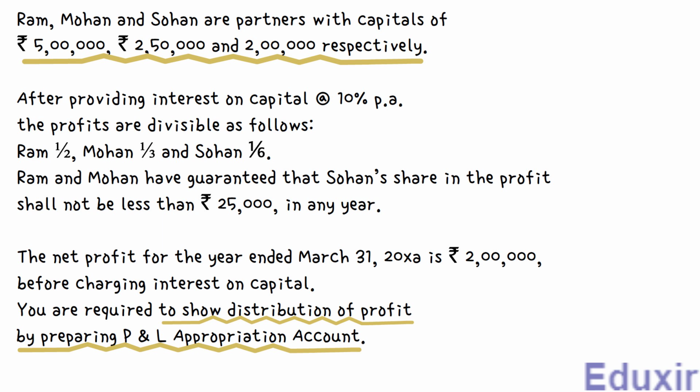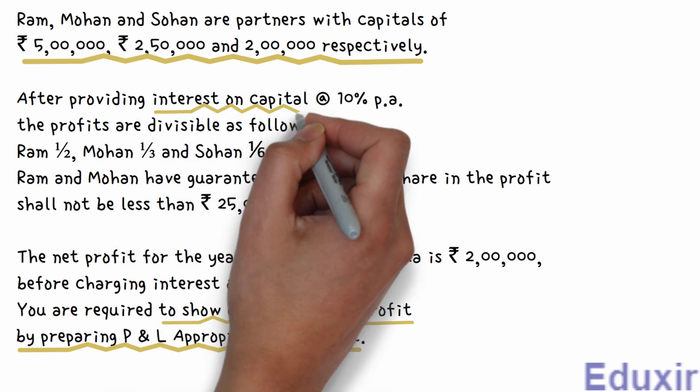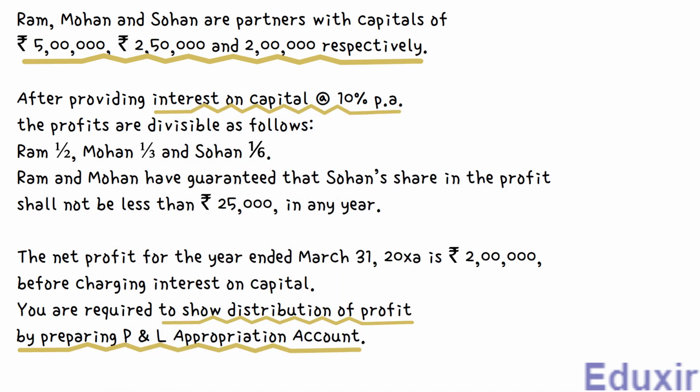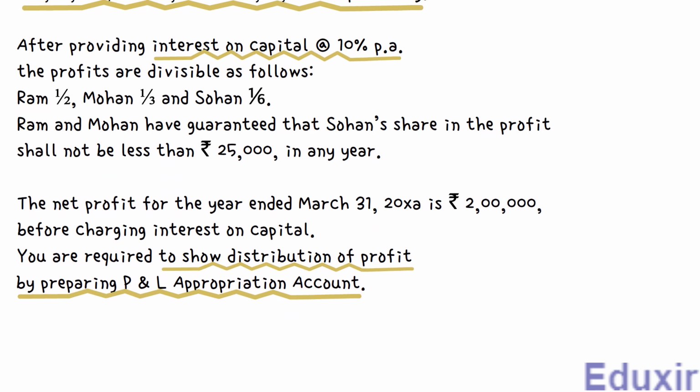Now, it is also given that the interest on the capital should be paid at the rate of 10% per annum. So, let's first proceed to calculate the interest on the capital. Let's first write the heading Interest on Capital to indicate that the upcoming calculation is related to the calculation of the interest on the capital.